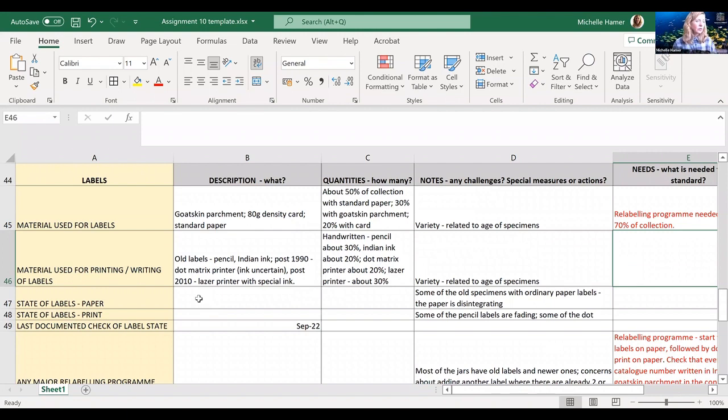And then you've got to look at the state of your paper. So have you done anything to check the paper, the print? When did you last check? What is the current state?